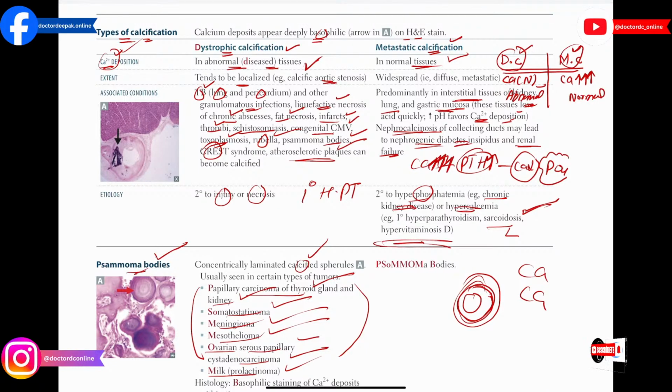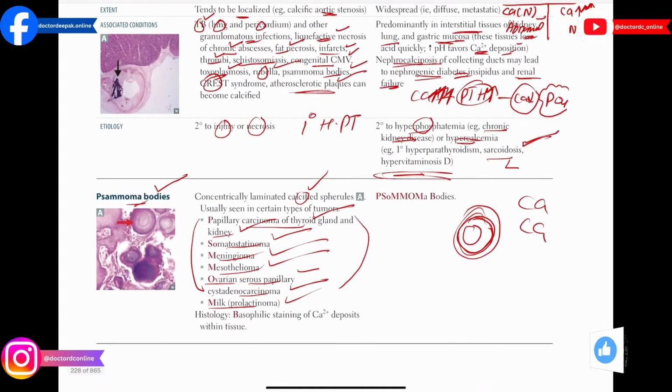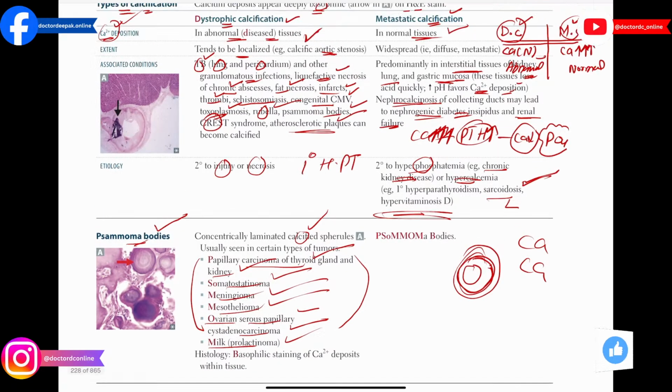In your body, the proteins are going to be arranged concentrically in a laminated fashion in the form of spherules. So when you see the histology, you will see the calcium deposits in basophilic color. Basophilic meaning blue. So when the calcium is going to be deposited in your tissue, that tissue will look basophilic under the histology. So this is about the Psammoma bodies.